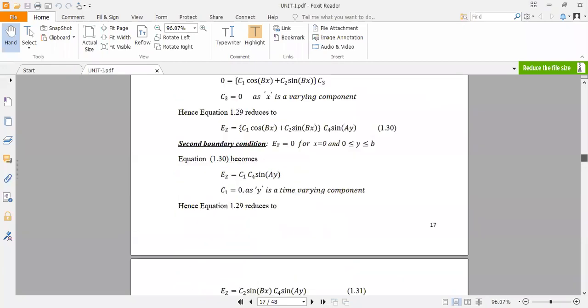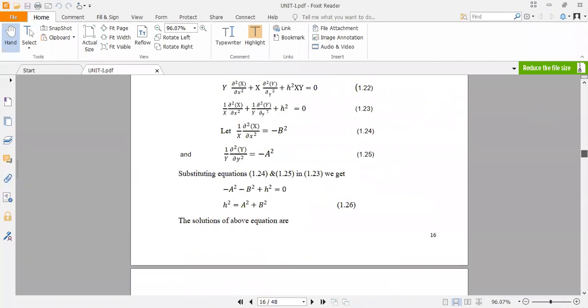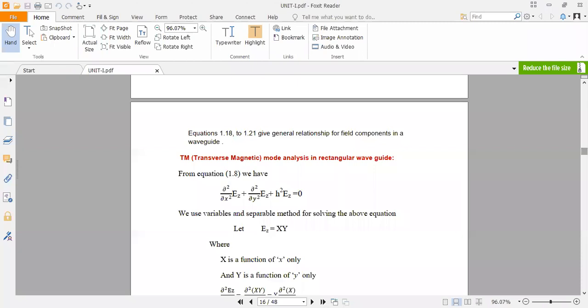Today we will see analysis of transverse magnetic mode of a rectangular waveguide. Actually, we are doing analysis of a rectangular waveguide. Yesterday we started, and we already derived in previous classes what the wave equations are.